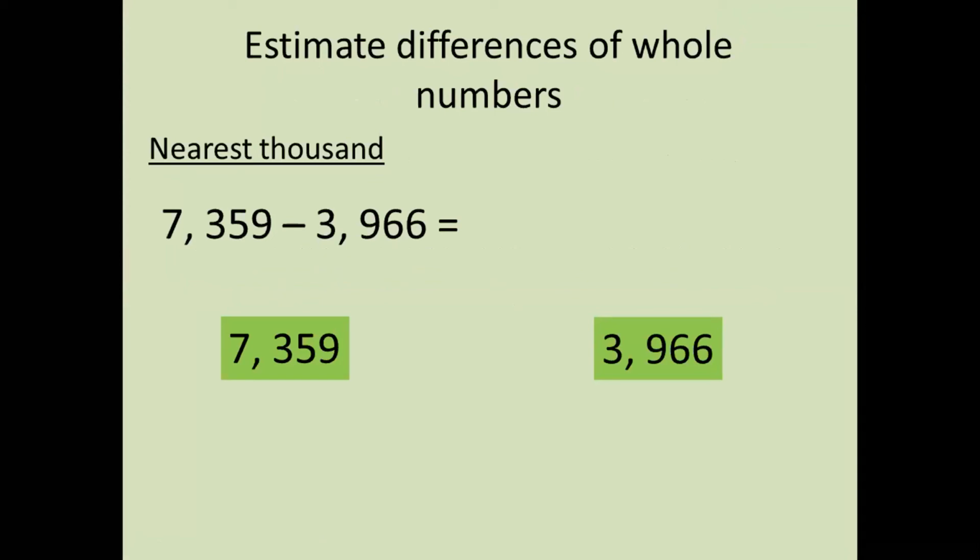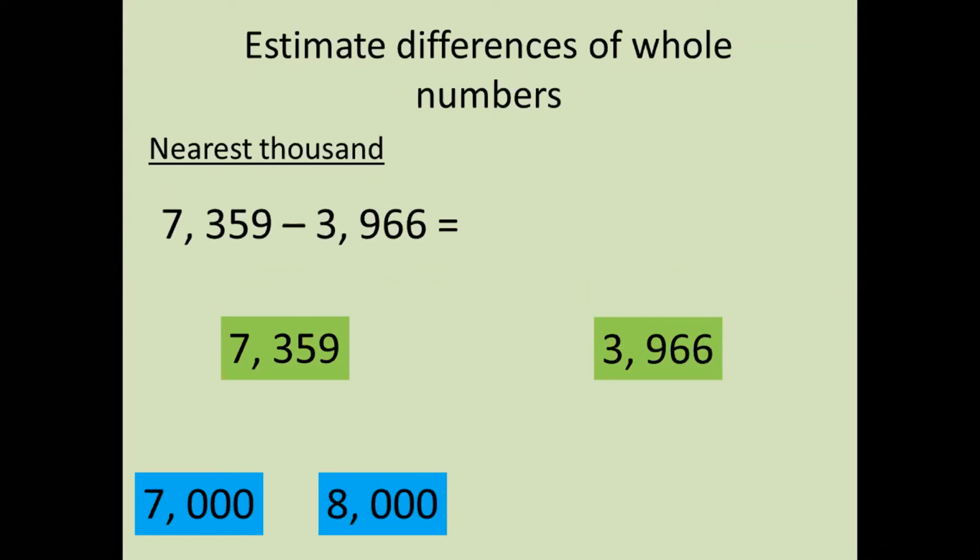Thousands, darling. 3,000, 4,000, and 8,000. First, what we are going to do is check whether 359 is more than 500 or less than 500.